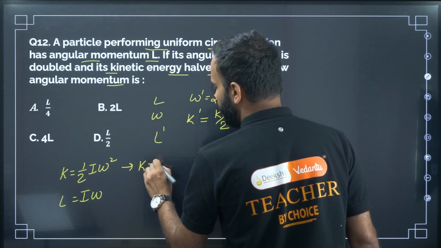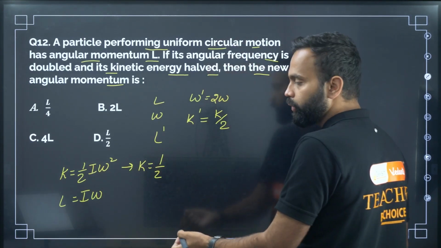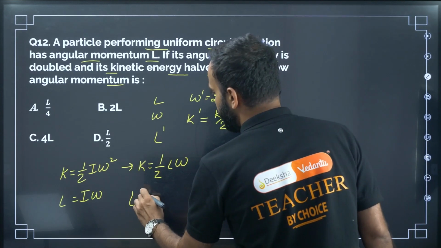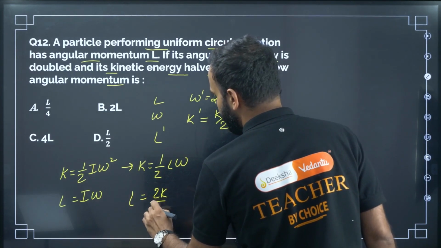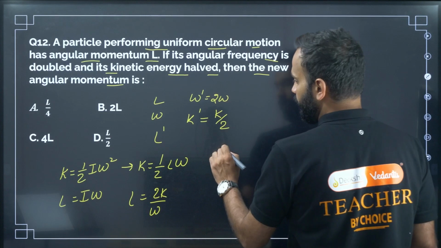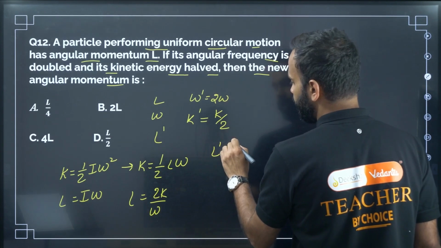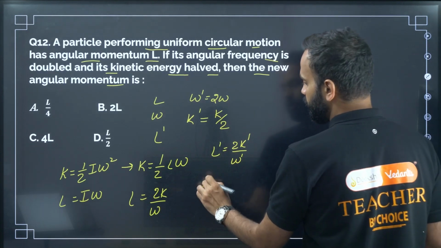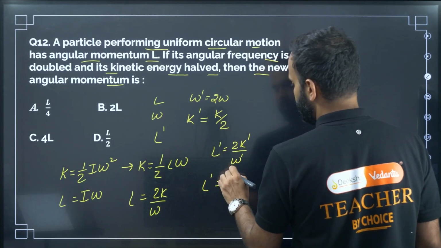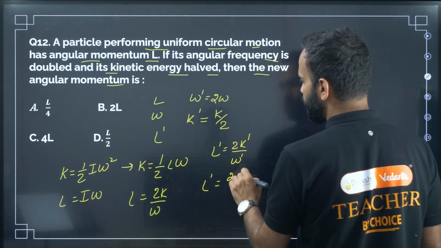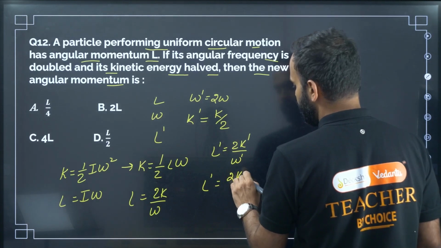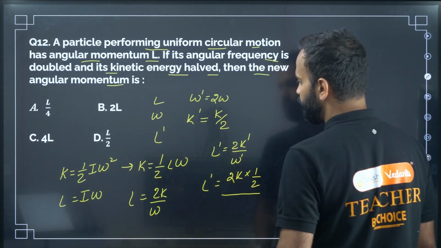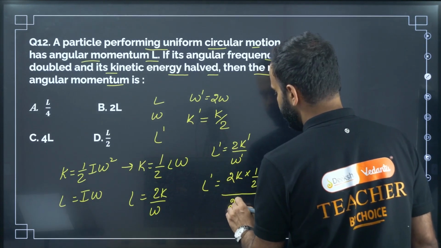So K equal to half into I omega into omega, that is L into omega, right? So now L equal to 2K divided by omega, right? So now L dash is equal to 2K dash divided by omega dash. Now L dash is equal to 2 into K dash. K dash is K by 2, right? K divided by 2 whole divided by omega dash. Omega dash is 2 omega.